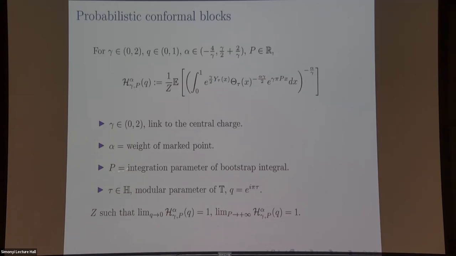So alpha is coming from the weight of this marked point on the torus. The marked point here is the point 0. And tau is what I introduced before. There is this small thing I want to mention here. This Z is a normalizing constant, and it is determined in a way so that this as q goes to 0 should have limit 1, and as p goes to infinity should have limit 1. So this would uniquely specify the Z.